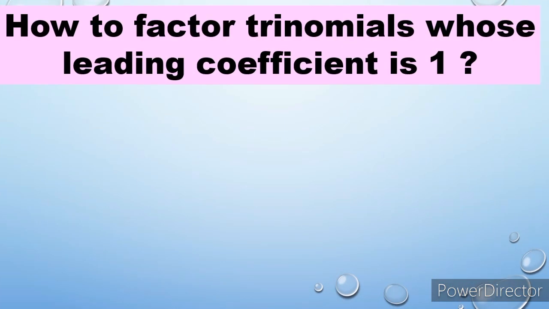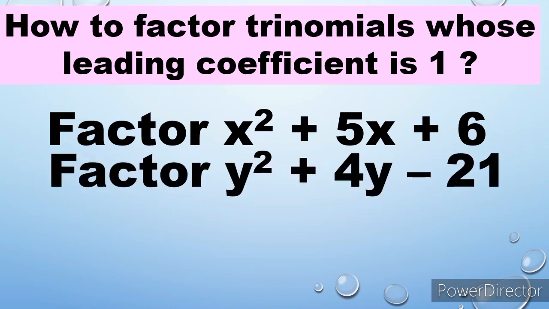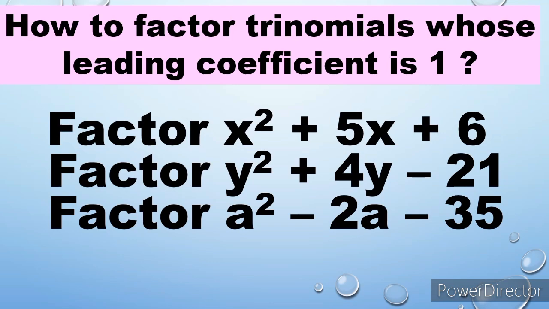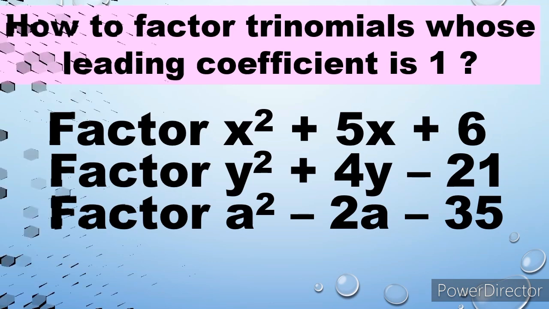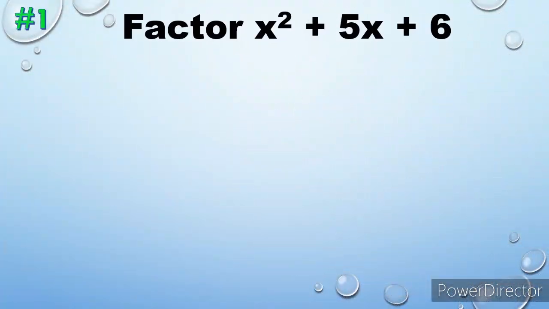First, how to factor trinomials whose leading coefficient is 1. Example natin dito, factor x squared plus 5x plus 6. Then, we factor y squared plus 4y minus 21. Then, factor a squared minus 2a minus 35. So, paano natin sila i-factor? Let's have the first example. Number 1 is factor x squared plus 5x plus 6.